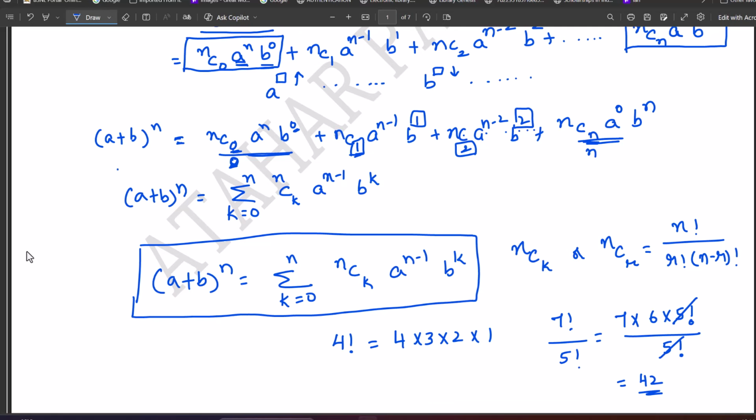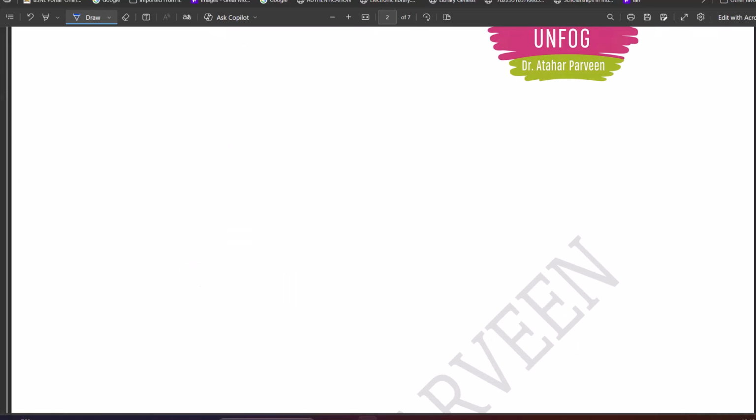So what is the most important thing we have learnt now? The powers of A are decreasing and powers of B are increasing as we go on writing the next term in the binomial theorem. Now one interesting thing I will show you. See, in the binomial theorem, what is the first term we wrote? nC0, A to the n and B to the 0, right? What was the second term? nC1, A to the n minus 1 and B to the 1, right?